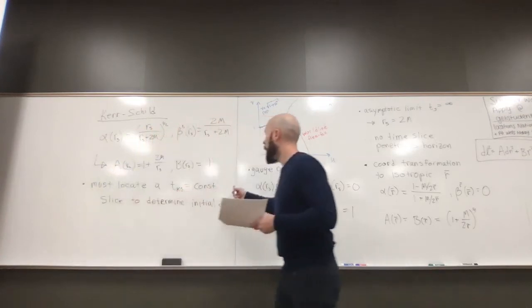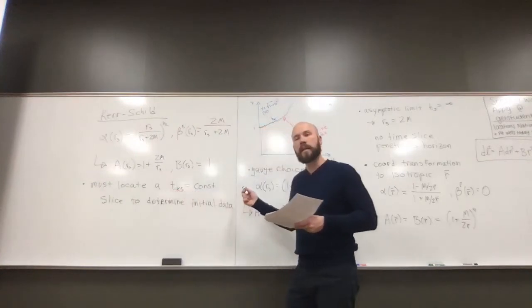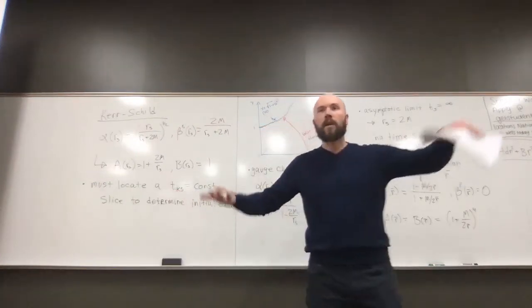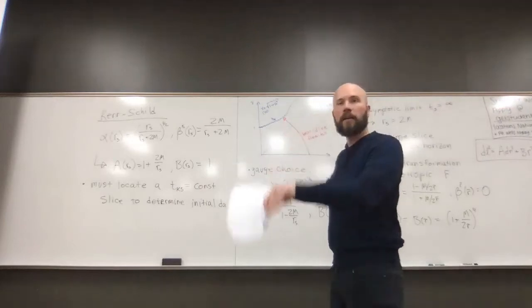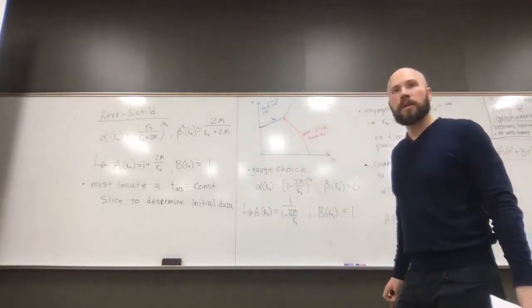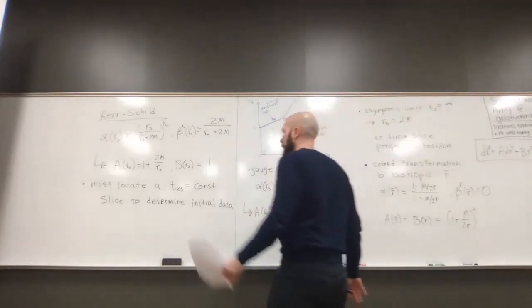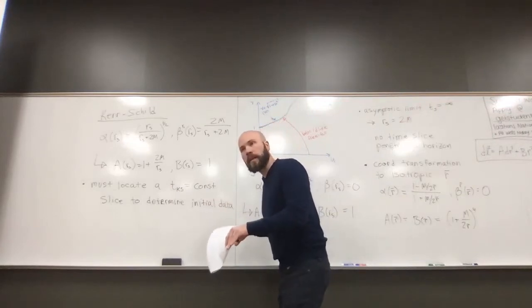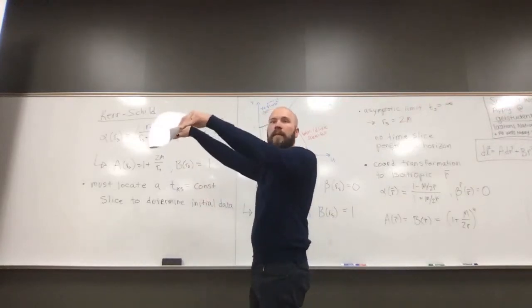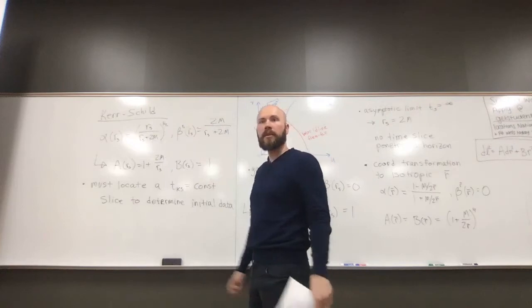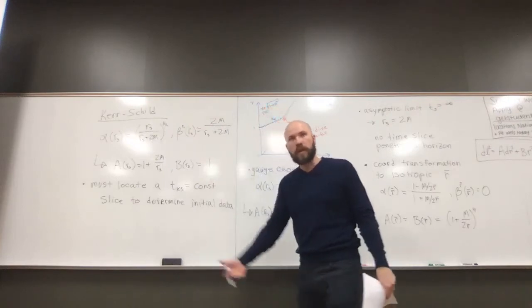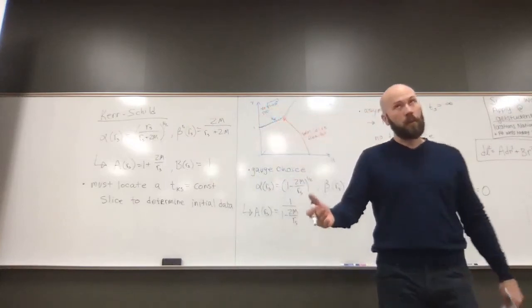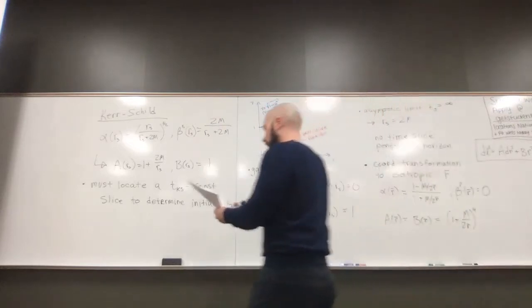Meaning that I need to find this time equals a constant slice where I can set all of my metric, all of my curvature coefficients. That's where I need to solve that. And once I do that once, I can then march forward from that time slice, having set my initial parameters, my initial data, solving the evolution equations, solving and obeying the constraint equations as necessary.